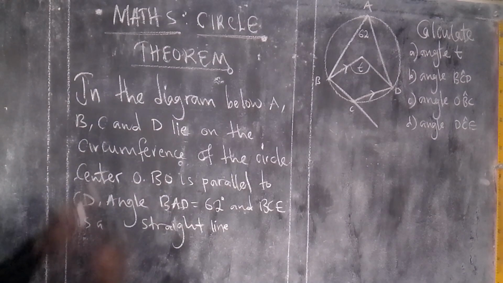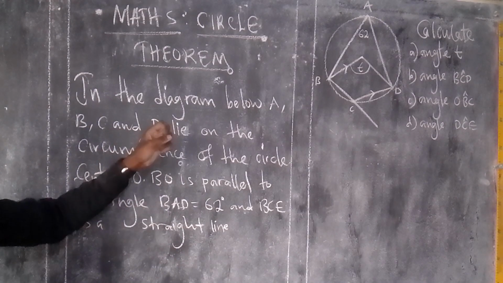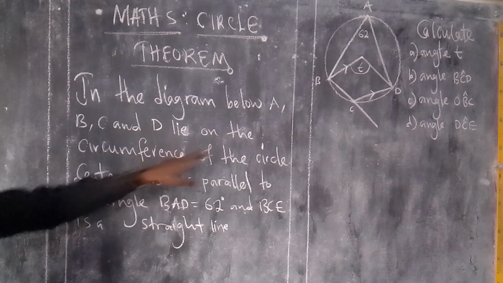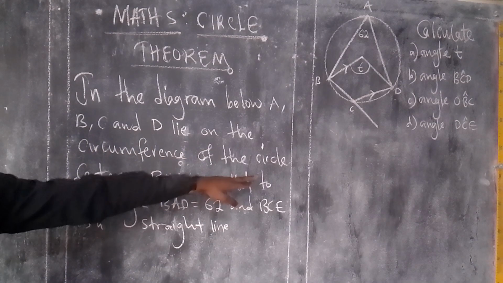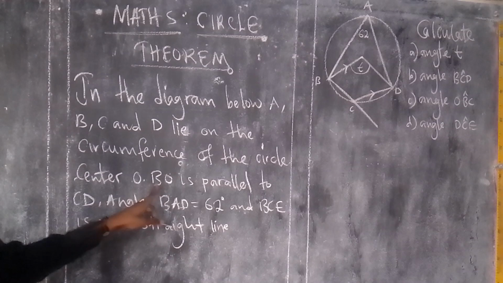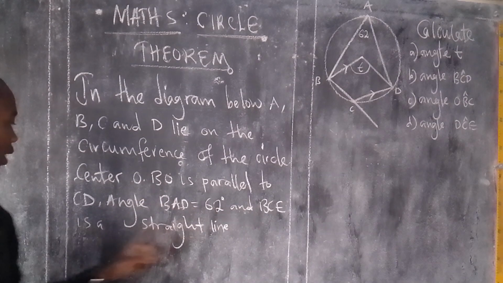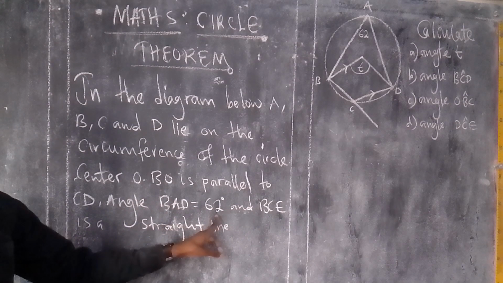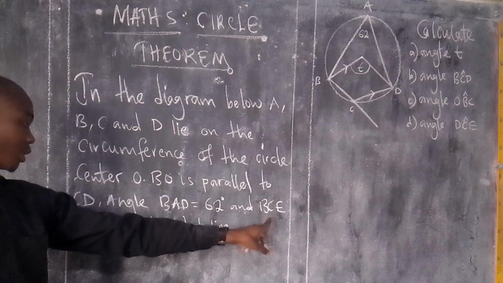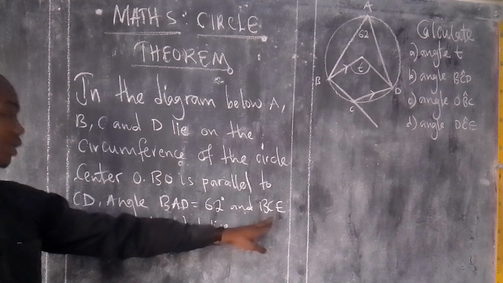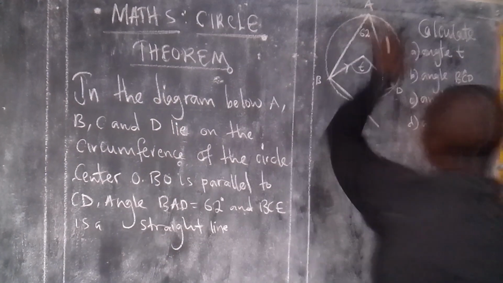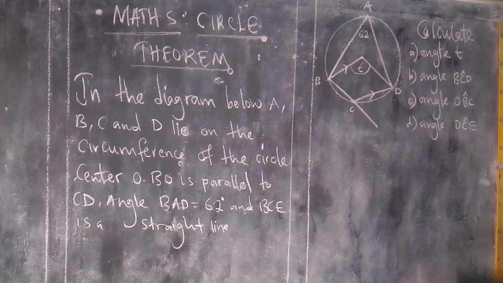Now, we're going to look at this question which is saying in the diagram below, A, B, C, and D lie on the circumference of the circle, center O. BO is parallel to CD, angle BAD is equal to 62 degrees, and BCE is a straight line, as you can see here in the diagram. And they are saying, calculate angle T.